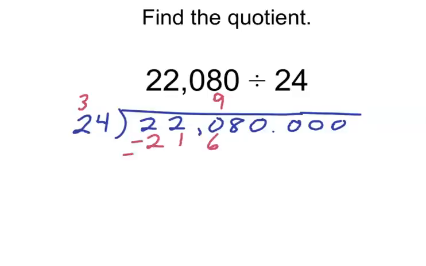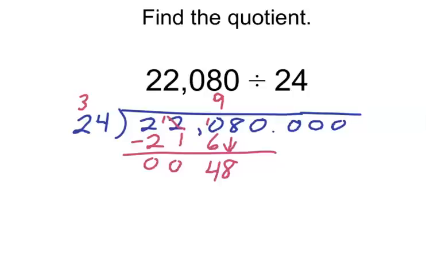Then we subtract. All right, we can't take 6 away from 0, so we're going to have to borrow from the 2, make it a 1. So this becomes 10. 10 minus 6 is 4. And then all of the rest of this, 1 minus 1 is 0, 2 minus 2 is 0. So it's just 4. Bring down the 8. All right, how many times does 24 go into 48?